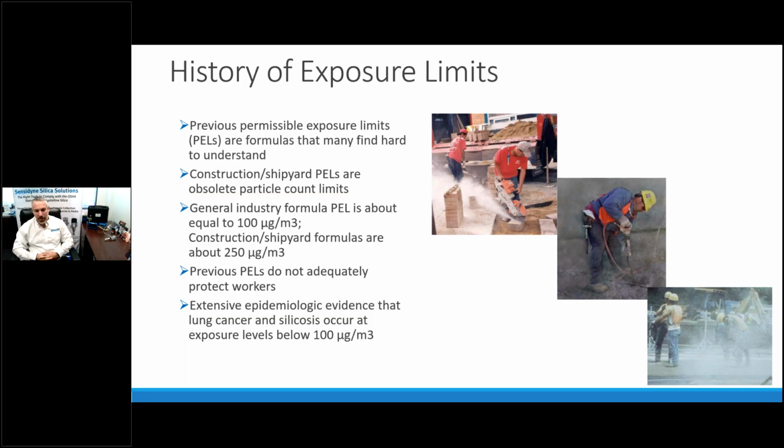And then, I would say on a global consensus, but most certainly in the US as well, there came to be an understanding that the previous exposure limits were not adequately protecting workers. We were still having a high incidence of silicosis as well as fatalities with exposures significantly lower than the occupational exposure limit. This came from extensive epidemiological evidence that both lung cancer and silicosis can occur at levels below 100 micrograms per cubic meter.